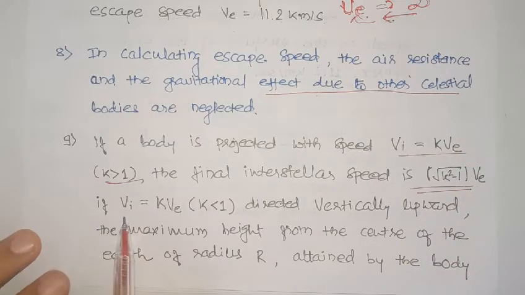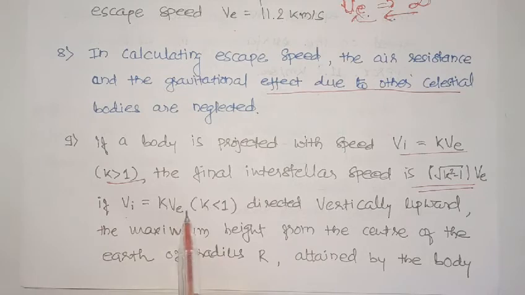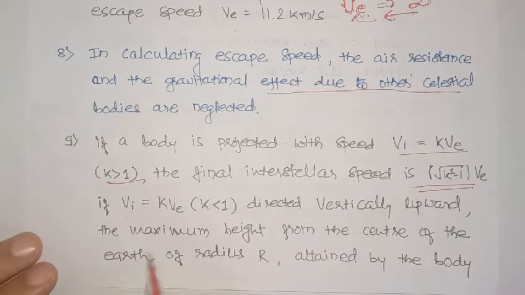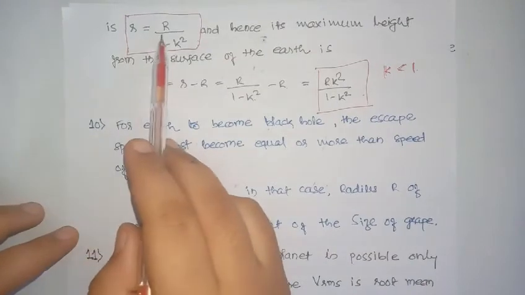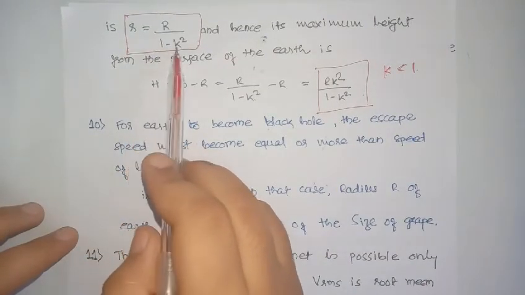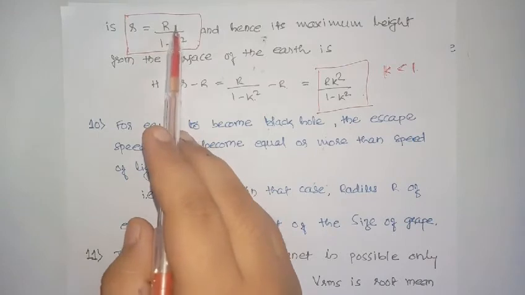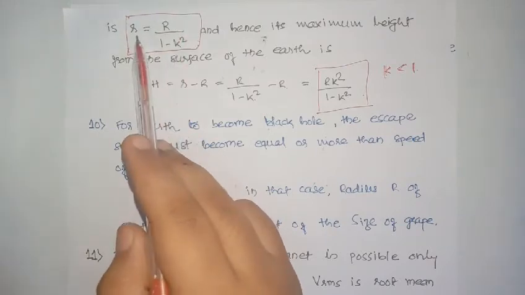If it is thrown with a speed equal to k Ve, where k is less than 1, that means we are throwing the object with a speed which is less than the escape speed, directly vertically upward. Then the maximum height from the center of the Earth attained by the body is r equals capital R upon 1 minus k square, where capital R is the radius of Earth and small r is the distance from the center.